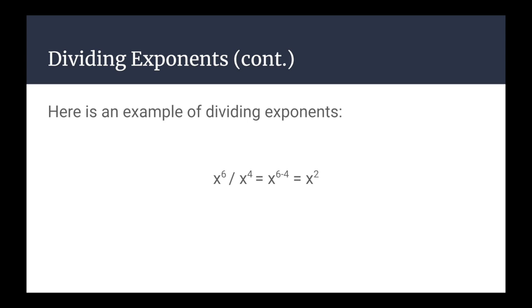Here's an example of dividing exponents. So we have x to the 6th power divided by x to the 4th power, which is equal to x to the power of 6 minus 4, which is equal to x squared.